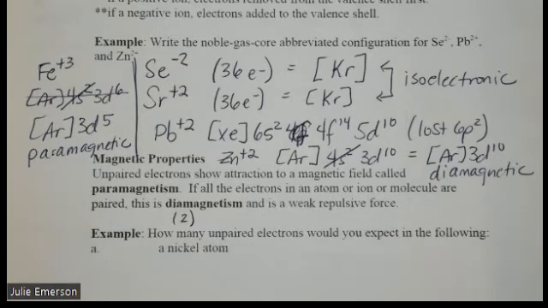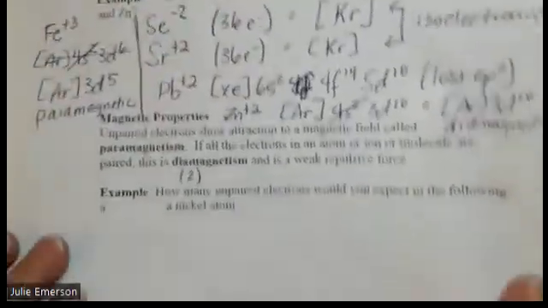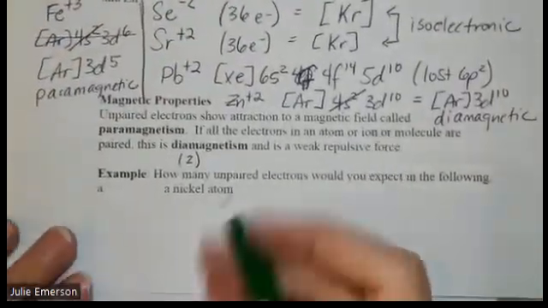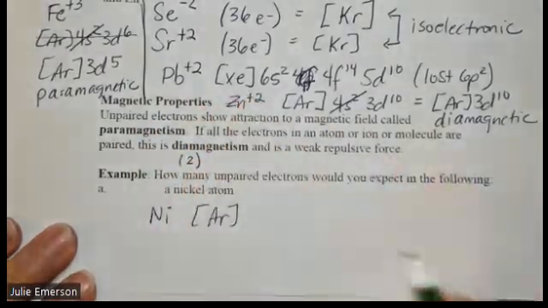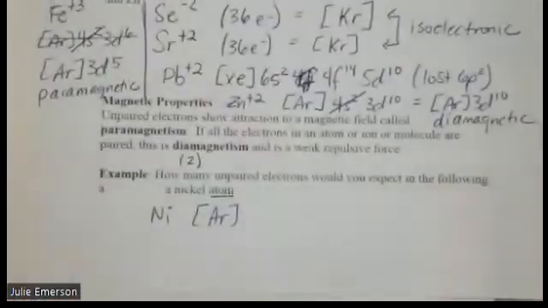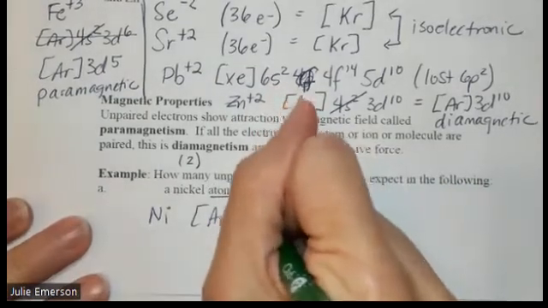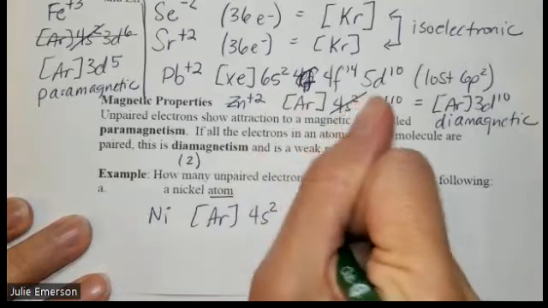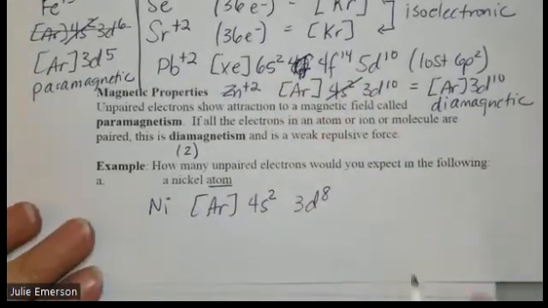So let's look at nickel and figure out how many unpaired electrons there are, and then say if it's going to be paramagnetic or diamagnetic. So nickel, right? It's got an argon core, and we're looking at the atom, so we don't have to worry about losing electrons or anything like that here. So kind of back to standard, we have an argon core, we have 4s2, and then nickel is 3d8. Not one of the exceptions either that we have to worry about.